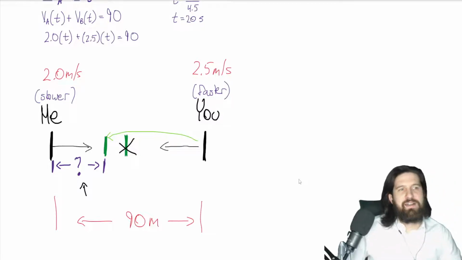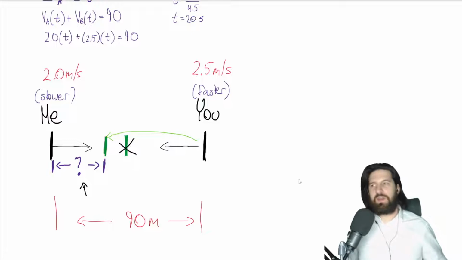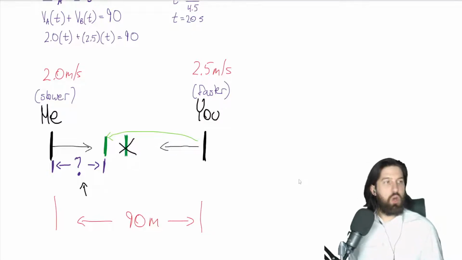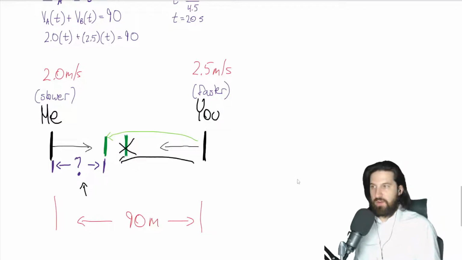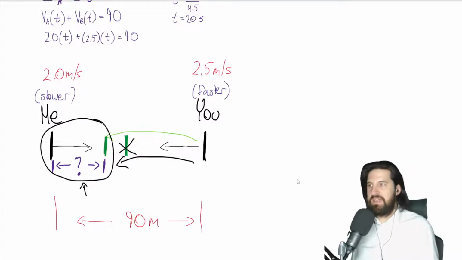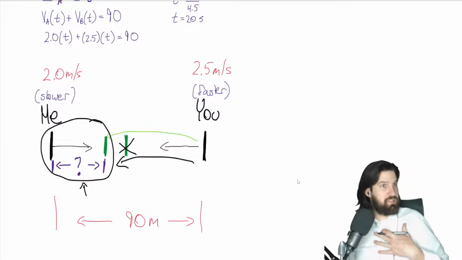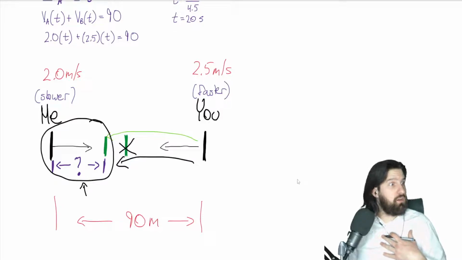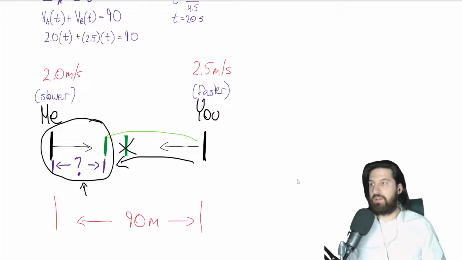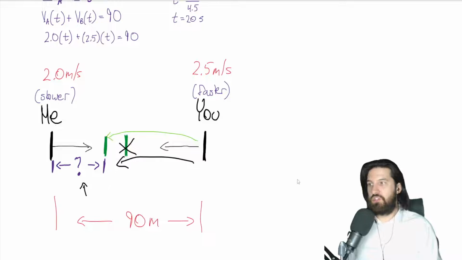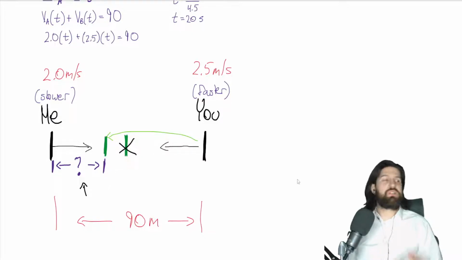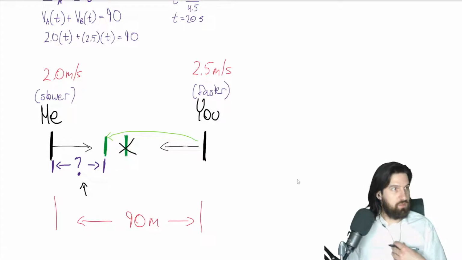But we have to be careful, because you are going to travel more than 45, right? The distance that I travel, the slower one, is going to be less than 45. You're going to travel more than 45, which means I'm going to travel less than 45. Right? That makes sense?